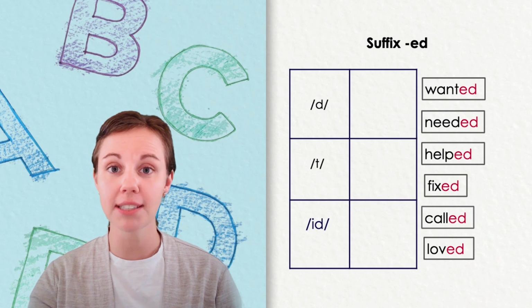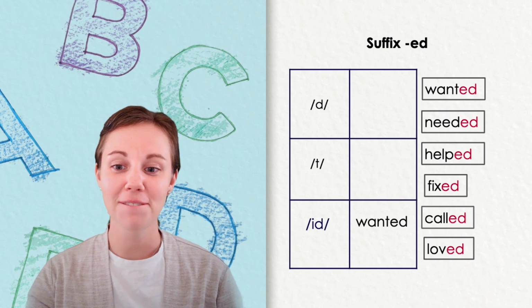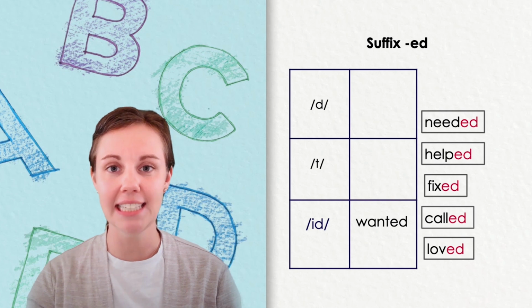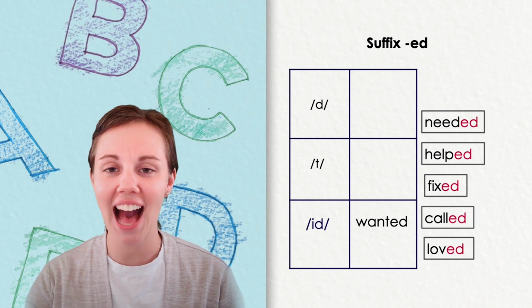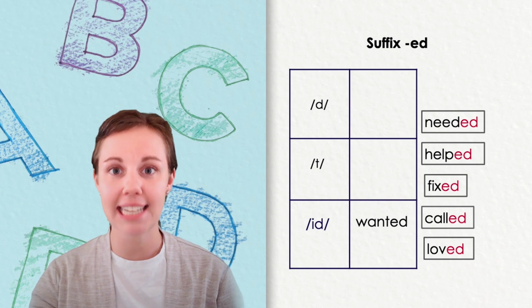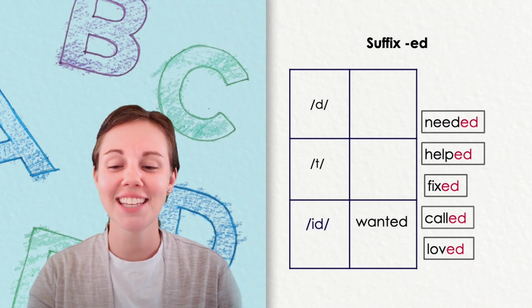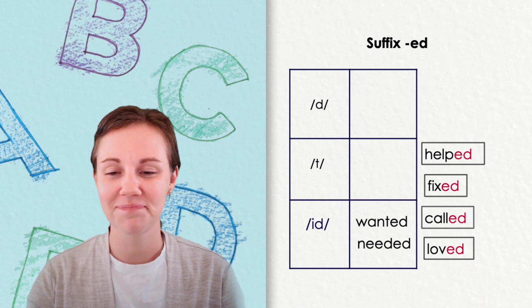Let's sort these words into the sounds that they make. First, we notice wanted. Can you hear the id sound? Wanted. I heard it. Let's try the next word. Needed. Where should it go? You've got it. Again, it makes that id sound.